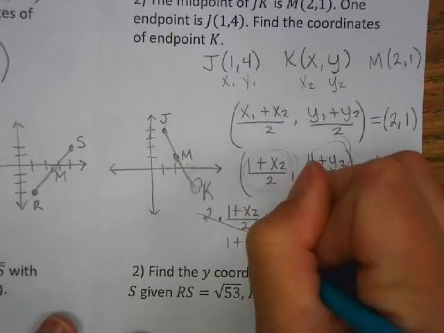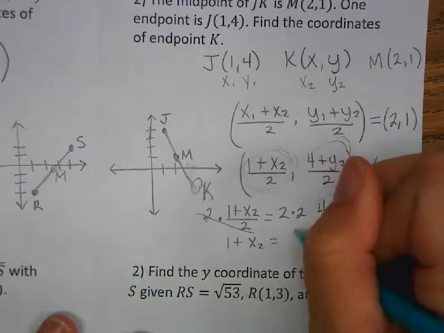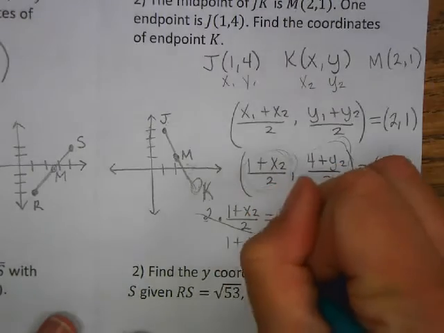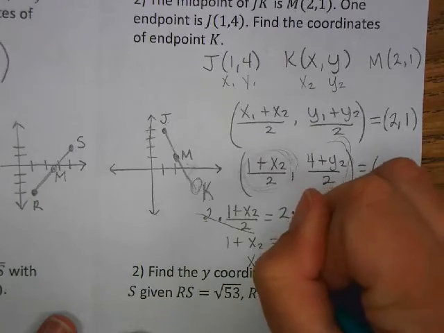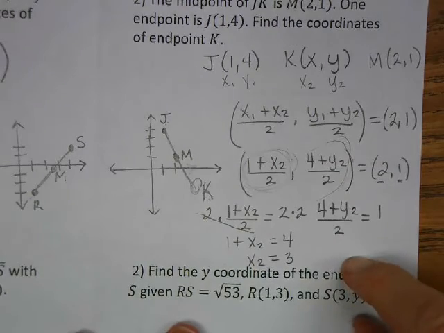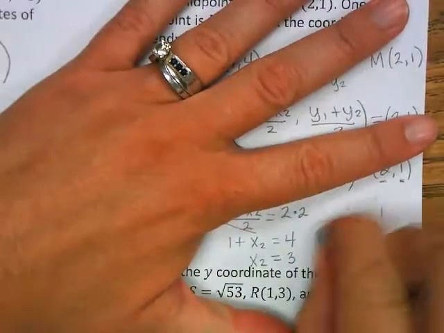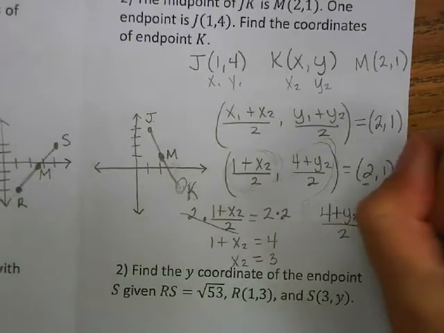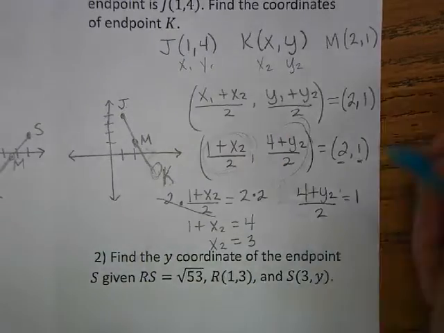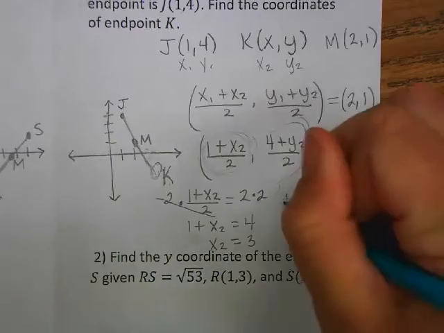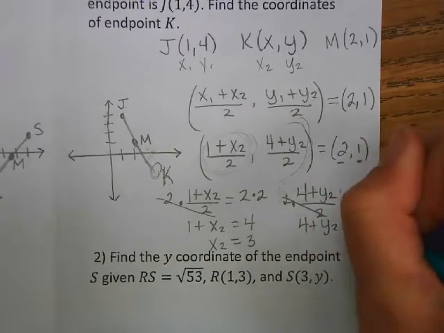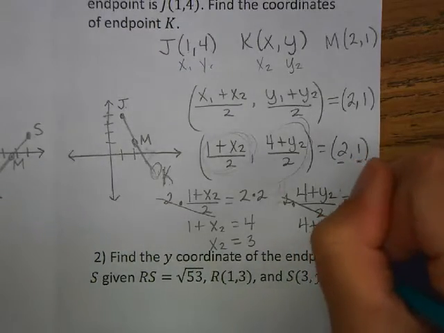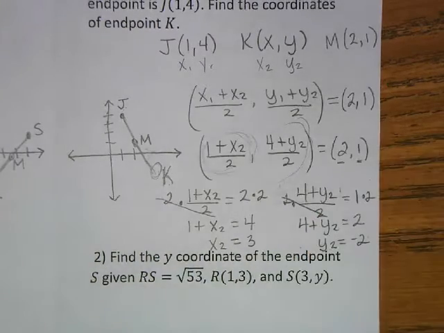So now you'll have 1 plus your x coordinate equals 4. So if you subtract 1 from both sides, then the x coordinate has to be 3. Same idea with the y coordinate, although I'm going to move this over a little bit so I have some space here. I'm going to start off by multiplying both sides by 2. So 4 plus the y coordinate equals 2. And if you subtract 2 on both sides, then the y coordinate is negative 2.